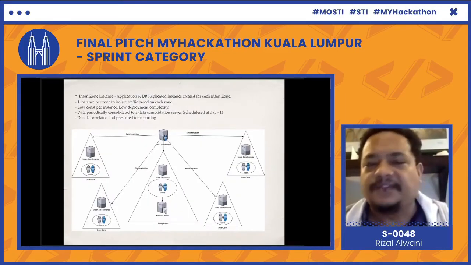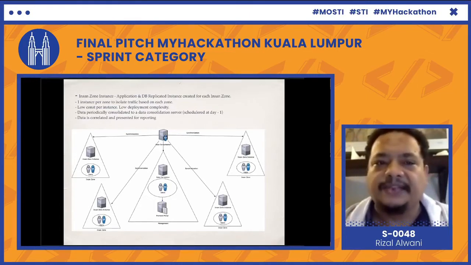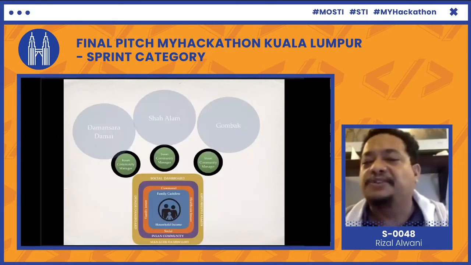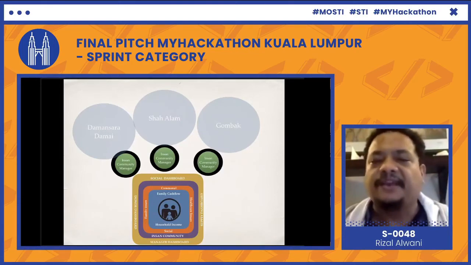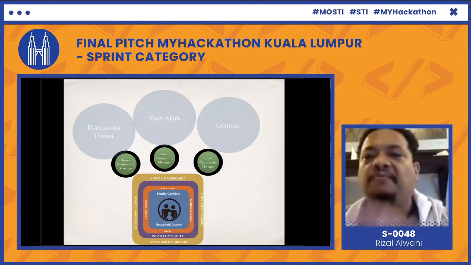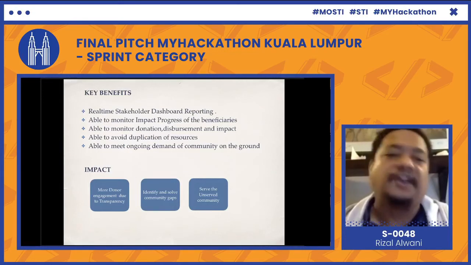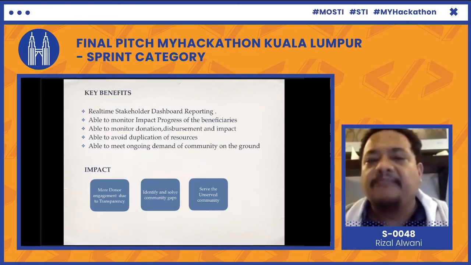In terms of infrastructure, it will be based on cloud. We will do a zone instance where we will have low deployment complexity. And for us to populate throughout the nation, we will just have to identify the Insan community manager at Damansara Damai, Shah Alam, Gombak, and so on and so forth throughout the nation. So the key benefits are real-time stakeholder dashboard reporting, monitoring impact progress of beneficiaries, monitoring donation disbursement and impact, avoiding duplication of resources, and meeting ongoing demand of the community on the ground.